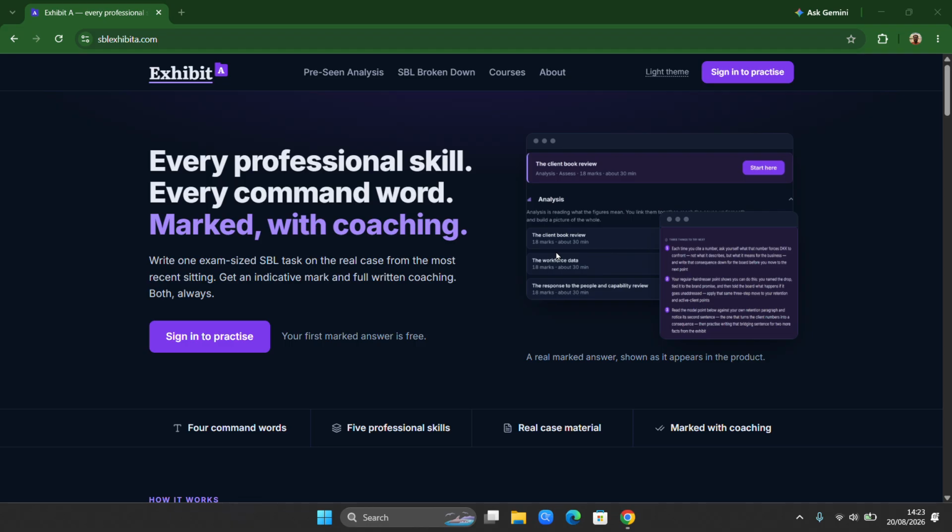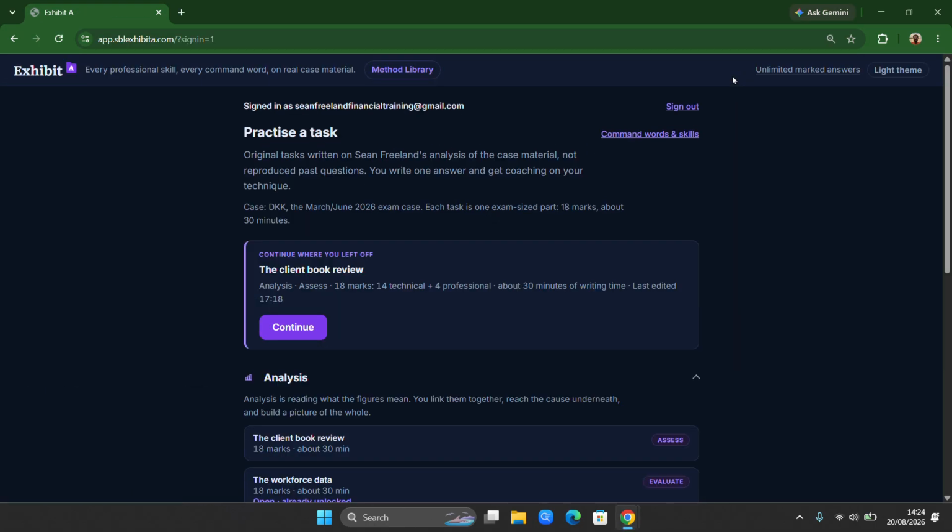So again, the tasks and the exhibits in here are mine, so they are written by me on my own analysis of the DKK case study in June. Again, what we're going to look at is a task which is 18 marks, 14 technical and 4 for analysis, and the command word which we're going to use is going to be evaluate.